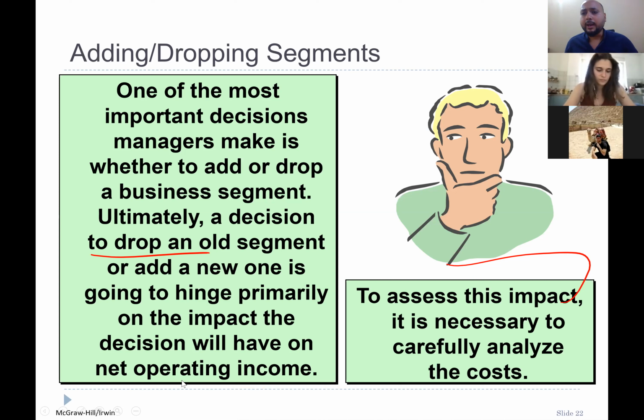So what is the tagline here? If by dropping a segment, a product we are already making, our net operating income is increased, then it's a good decision. Do that. If by dropping the product or segment it decreases our net operating income, then even if that product is giving us a loss, continue it. We'll see that here.